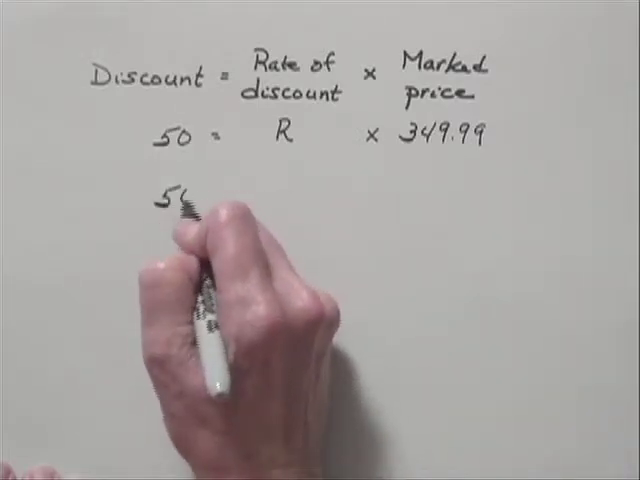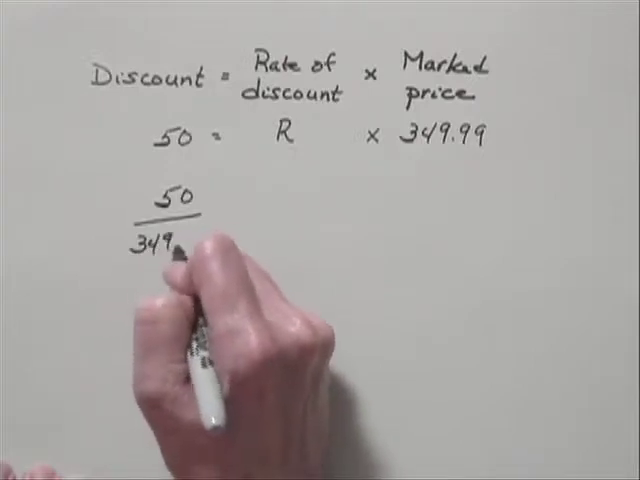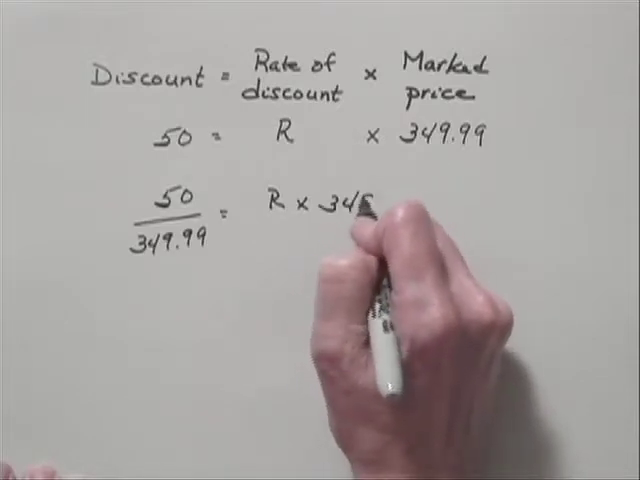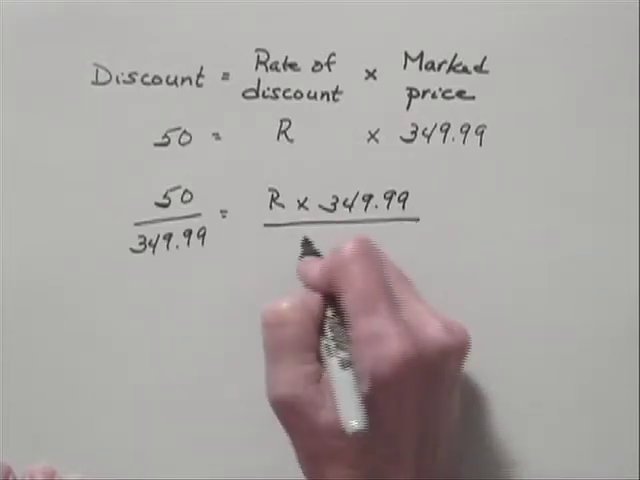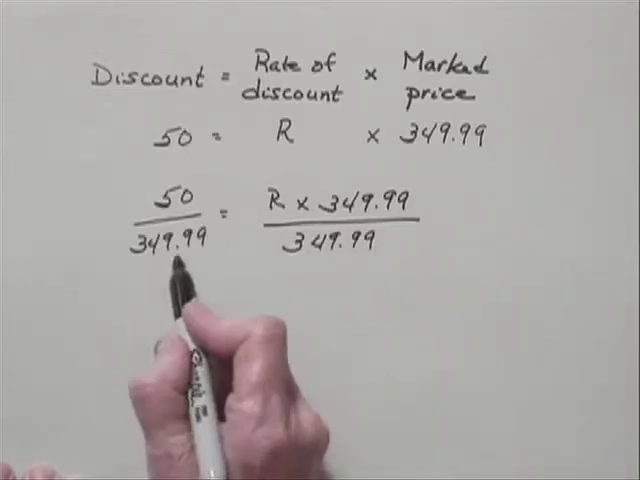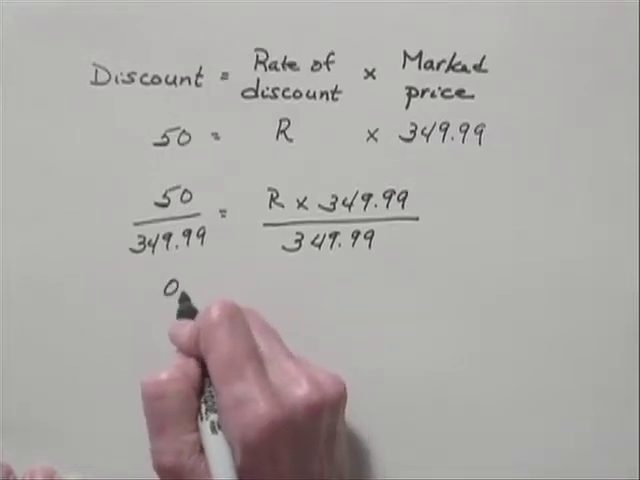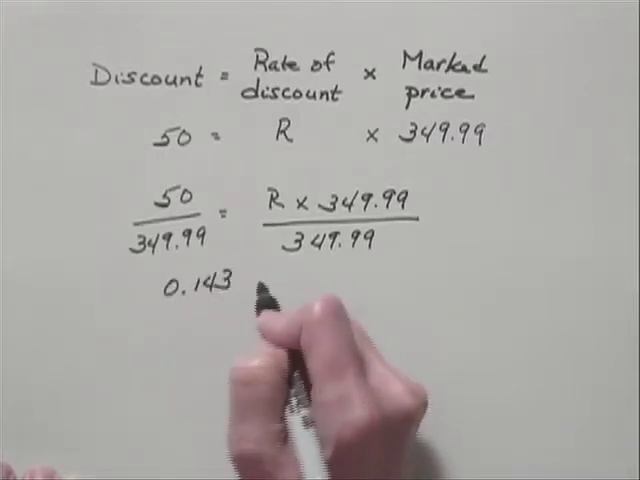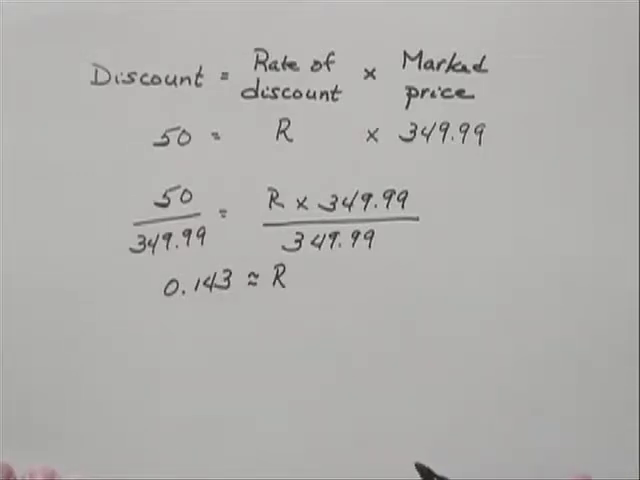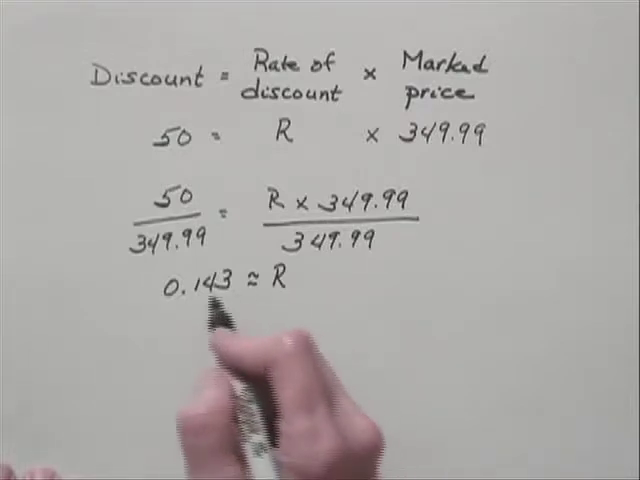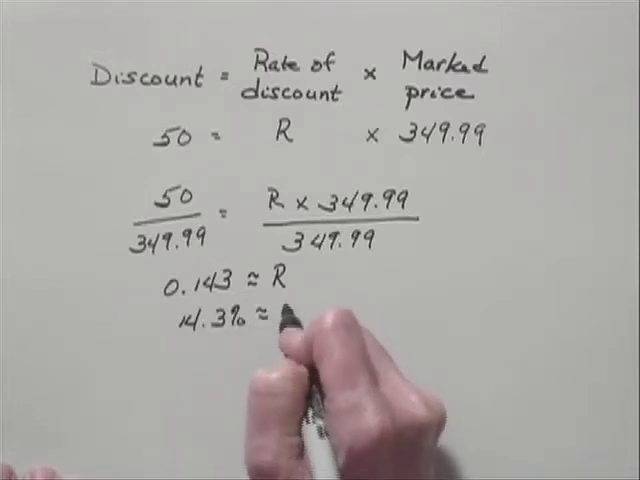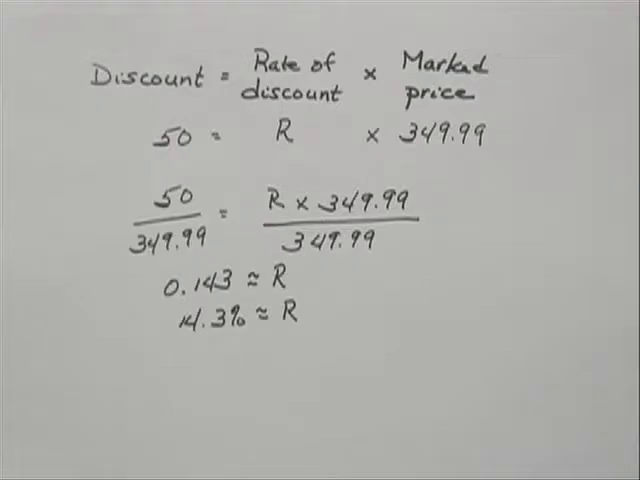349.99 on both sides. So we have 50 divided by 349.99, and that's equal to R times 349.99 divided by 349.99. And when we do this division on the left-hand side and round to 3 decimal places, we get 0.143. So that's approximately equal to the rate of discount. And we wanted to express this as a percent, so we'll convert to percent notation. And we find that 14.3% is approximately equal to the rate of discount.